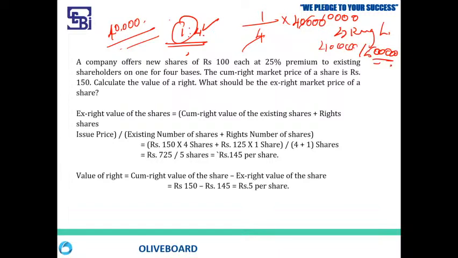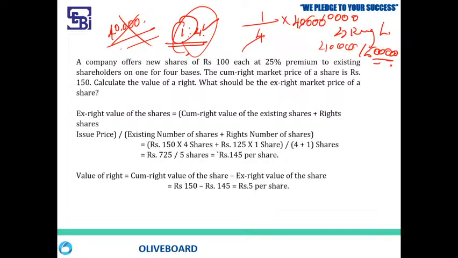So here I didn't give you any consolidation, so I'm just going with the single strand. For every 4 shares, 1 share they are going to give as a right. Which means existing number of shares are 4, right share is 1, so total number of shares is 5. Remember that? Understood that?